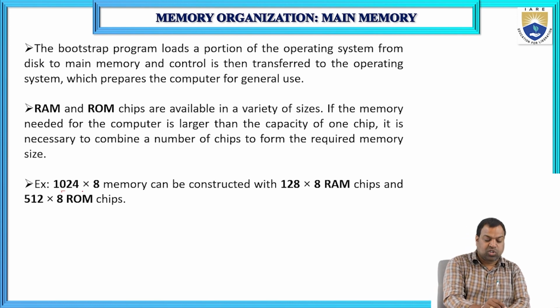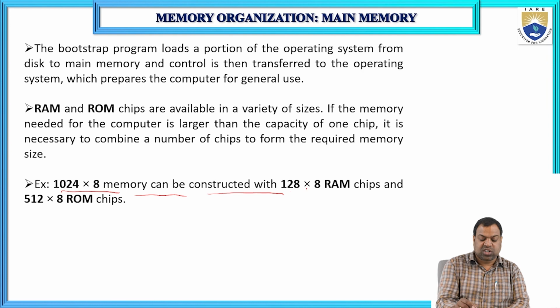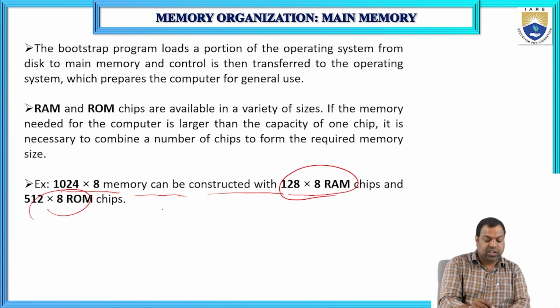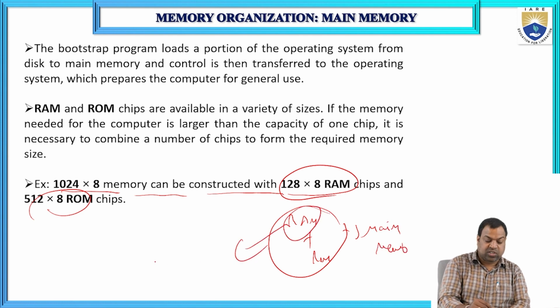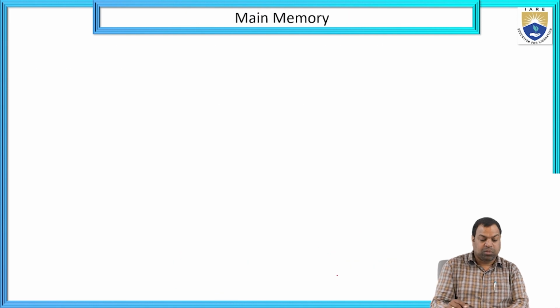So, a 1024 x 8 memory can be constructed with 128 x 8 RAM chips and 512 x 8 ROM. So the combination of RAM plus ROM is the main memory. What is the RAM here? Here I am taking the example of 128 x 8. Here the ROM is 512 x 8. If I add both, then only we get the main memory.